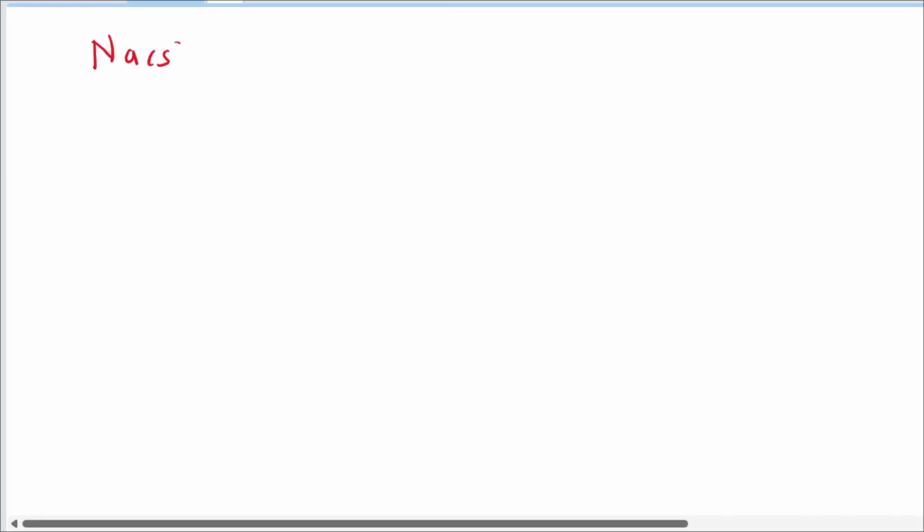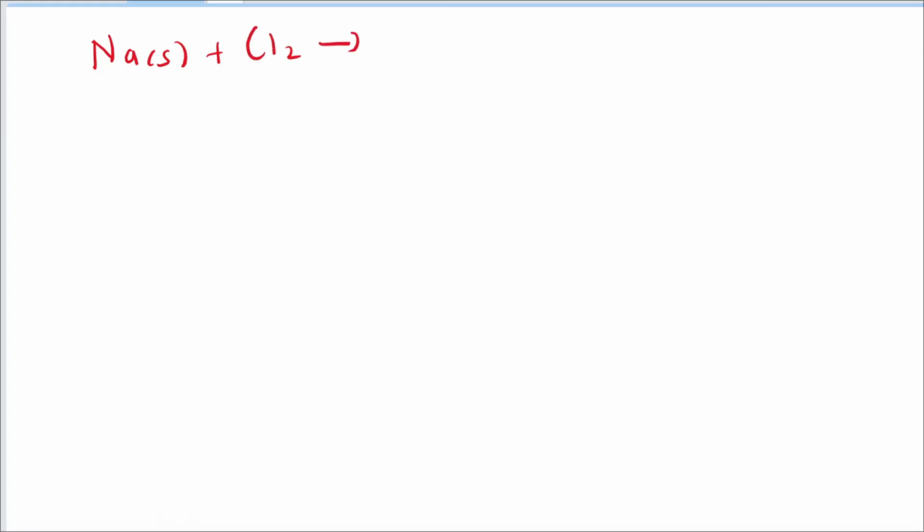Okay, now let's actually go to the main part of this topic, and this is where most of the questions will be asked. So let's take an example of this equation. Na solid plus Cl2 gives you NaCl. But to balance the equation, we'll have to keep half over here.